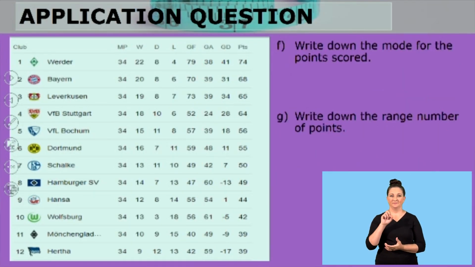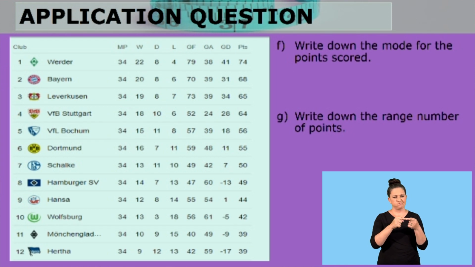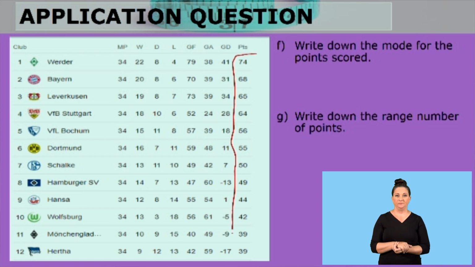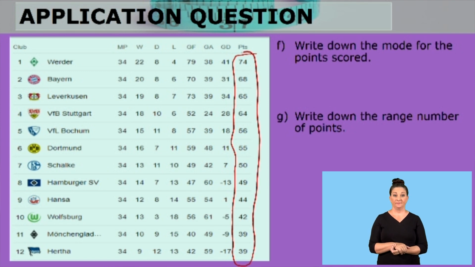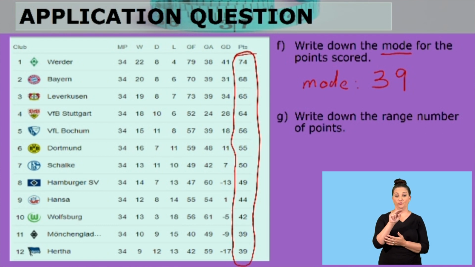Write down the mode for the points scored. Points scored is right here, the last column. That's the column I'm looking at. What I need to do is find the mode, which is the number that appears the most. Looking at this, all the way down, I find that 39 appears the most. So my mode is 39.